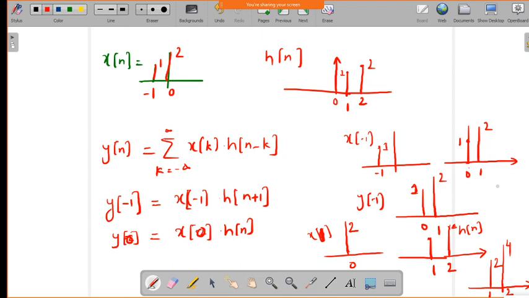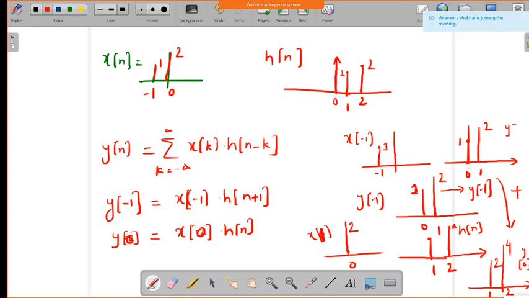So now this and this you have to add. This is your response y of minus 1, and this is your y of 0. Okay, so now if you add these two, at 0 what is the value? At 0 it will be having 1.